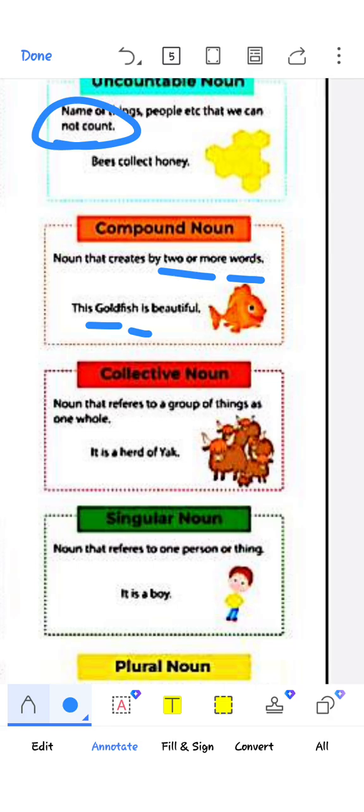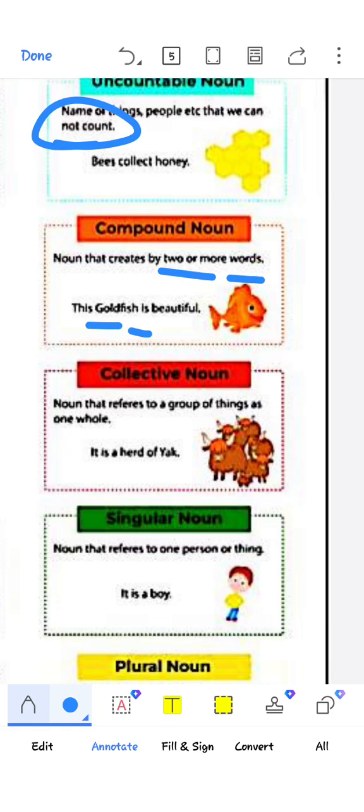Next is strawberry. Now straw is a single word and berry is separate. So when we combine, it will become strawberry. Next is classroom. Class and room. When we combine it, it will become classroom. So when we combine 2 different words, it will become compound noun.